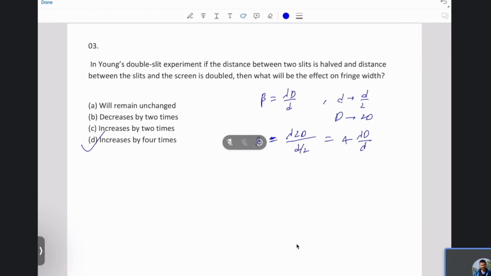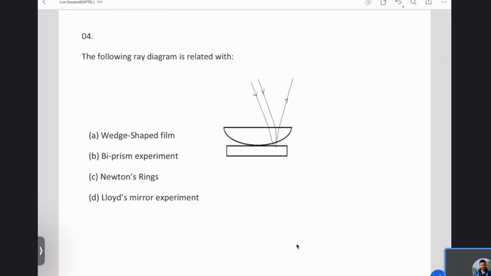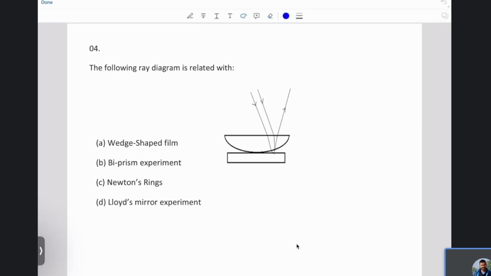Okay, so this was also an easy question. So now let's go to the fourth problem. Now here we have a diagram. So the question is, the following ray diagram is related with which of these experiments? Thin film, biprism experiment, Newton's ring, or Lloyd's mirror experiment? So which of these four options is correct?